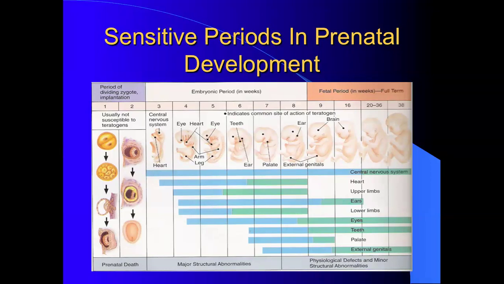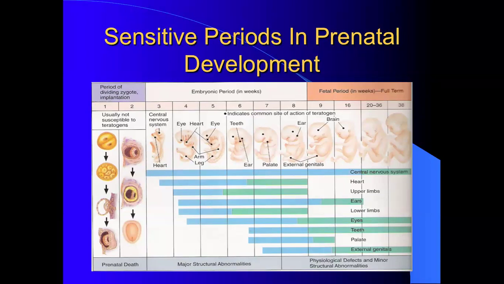But the embryonic period, look at what's developing. Everything is developing between weeks 2 and 8. So your central nervous system, your brain and spinal cord, your heart, your eyes, your arms, your legs, your teeth, your ears, your palate, your genitals, everything is developing between weeks 2 and 8. So exposure to a teratogen is going to have the most pronounced effects. Now, does that mean exposure past week 8 is safe? No. You'll notice that some development continues further.